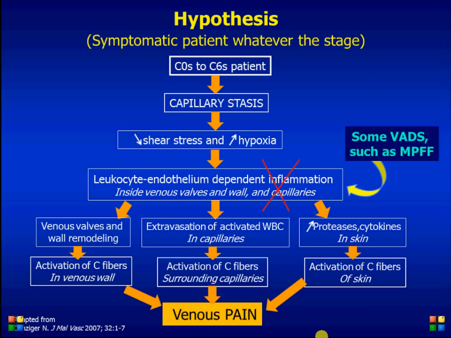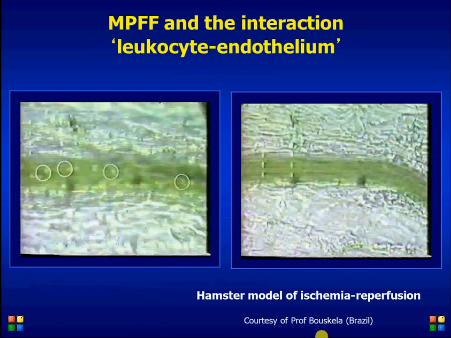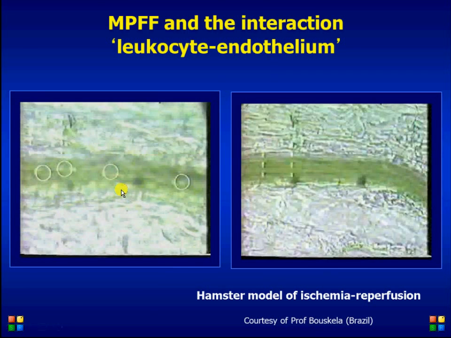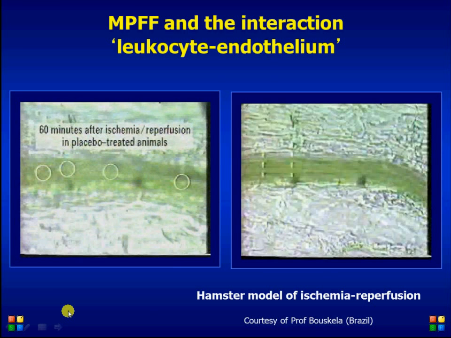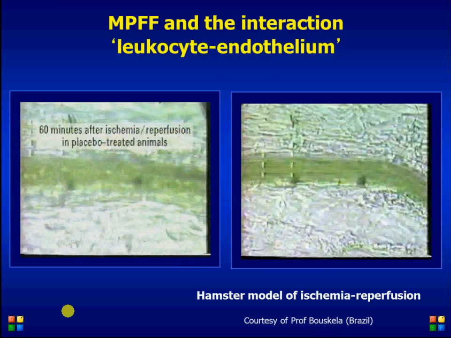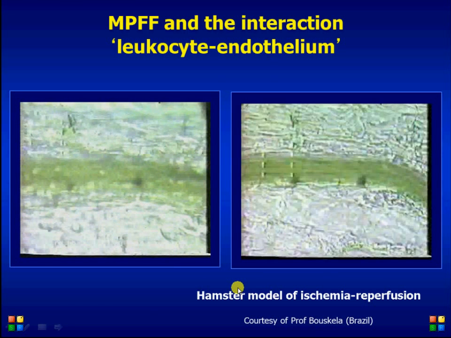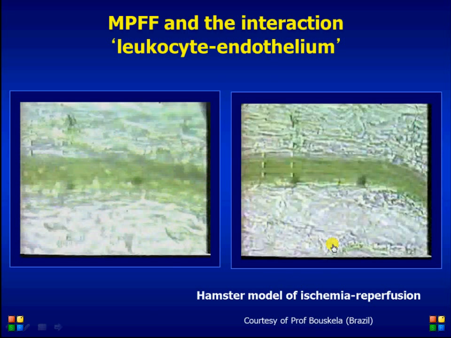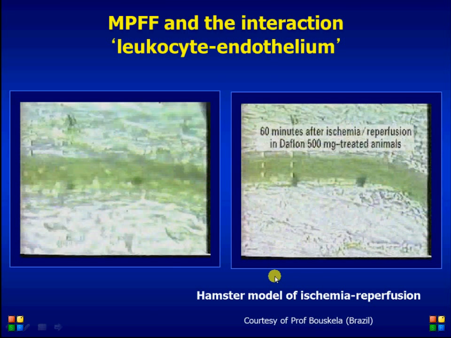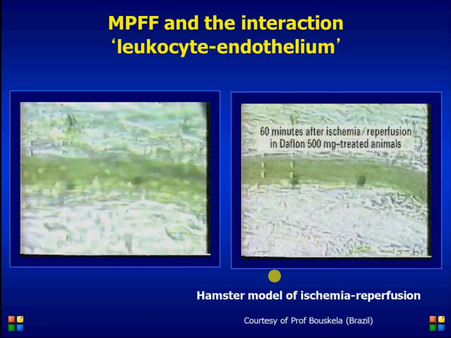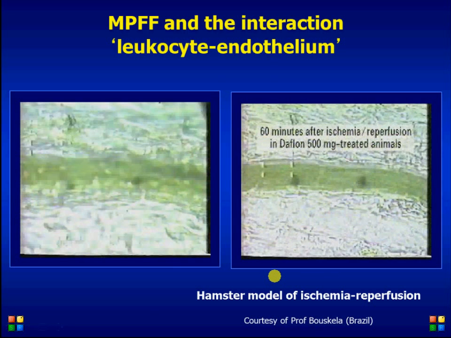And we know that some venoactive drugs, such as MPFF, work because they reduce the inflammation. The leukocyte endothelium, that is the hamster model. This is 60 minutes after ischemia, treated by placebo, and when you add MPFF, you can see the acceleration: 60 minutes after ischemia reperfusion, the speed is higher.